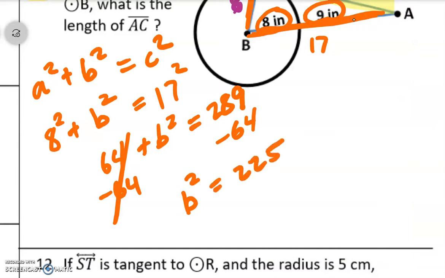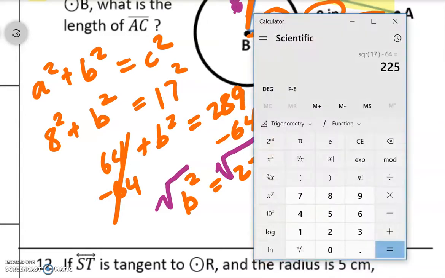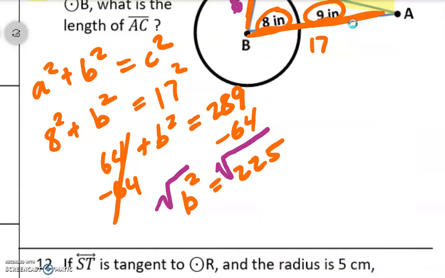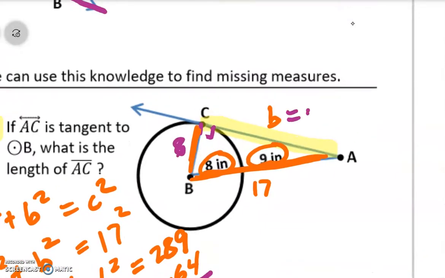We're not done solving for b. Remember, we have to undo the square by square root. So if we square root 225, we get 15. So we say b is 15. That missing side we want must be 15. And that is our answer.